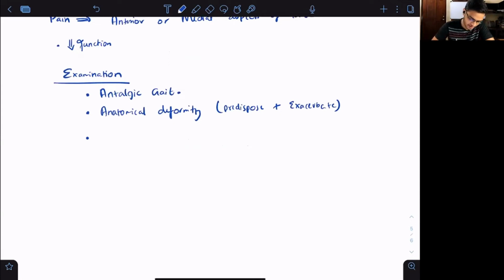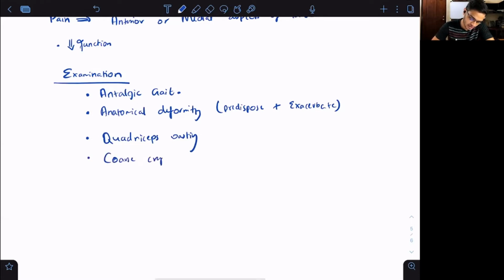Then guys, apart from this, we can also have some muscle wasting, especially, look at this, quadriceps with regards to the knee. Quadriceps wasting. This is basically your thigh muscle, right? And then again, you will have reduced flexion, problems with extension. They can have coarse crepitations, guys.